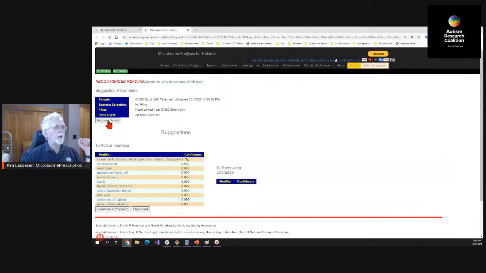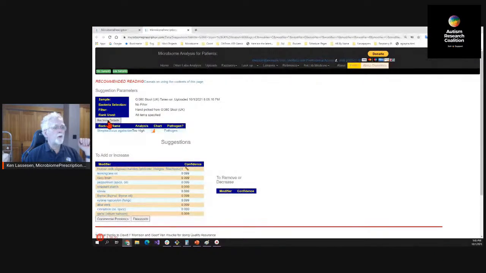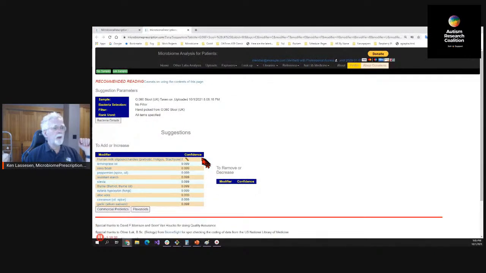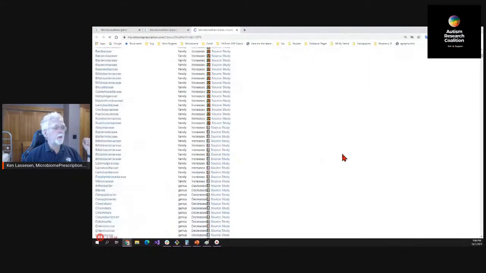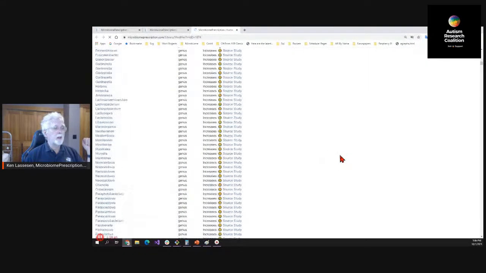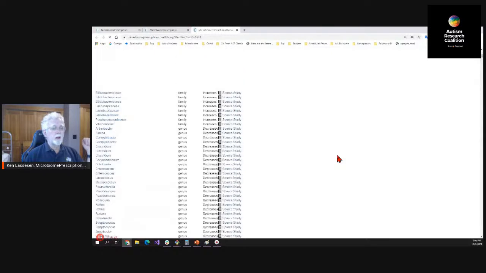And what we have up here is showing them. In this case, it's just one item with high value, or a whole bunch of items with a little bit of value, and you can click through, and it will indicate what bacteria it affects, and gives you your study source if you're interested.